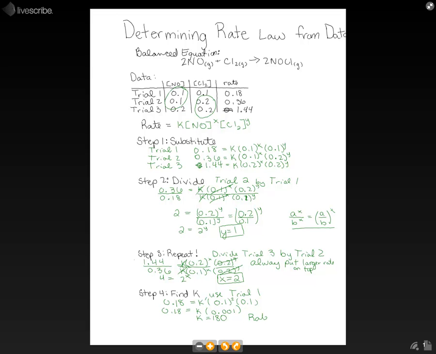So our rate law just means we're going to put all of this information into our rate equation up here. So we're going to have rate equals 180 times the concentration of NO squared times the concentration of Cl2 to the first power.